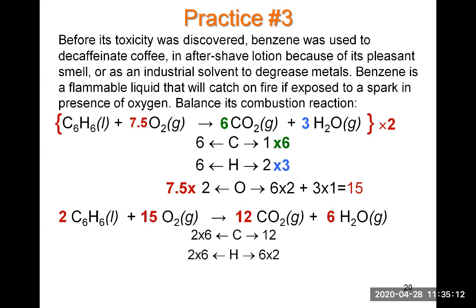Oxygen, we have 15 times 2 on the left. That's 30. And on the right, we have 12 times 2 for carbon dioxide, plus 6 times 1 from water. So that's 12 times 2 is 24, plus 6 is 30. So we have 30 oxygens on both sides. So the mass is conserved, and this equation is balanced.